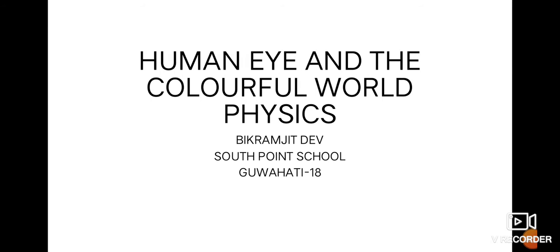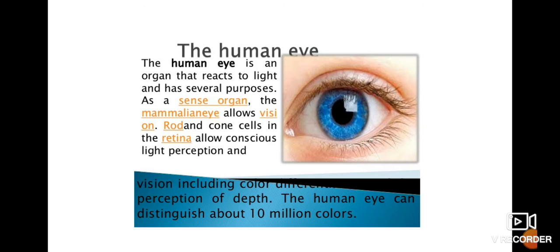Hello students, this particular video will help you to understand the introductory portion for human eye and the colorful world. Now to begin with, as we all know, the human eye is an organ that reacts to light and has several purposes. It is one of the most important sense organs that allows us the sense of vision.